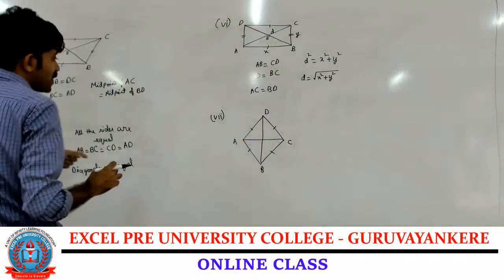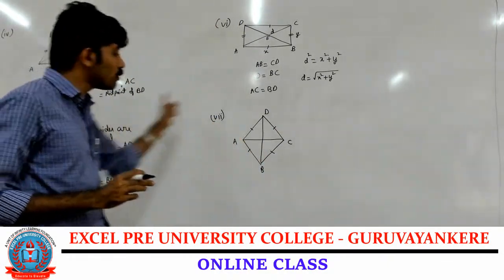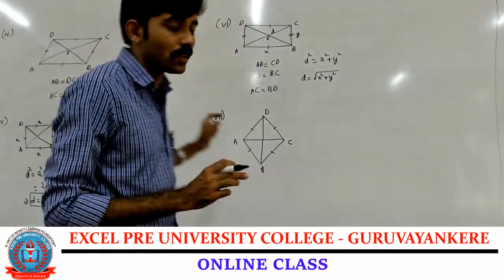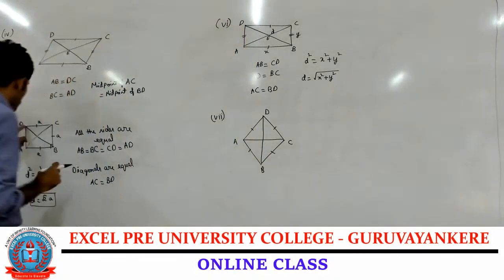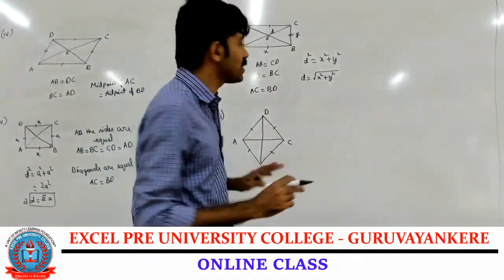What's the difference between the square and the rhombus? In a square, all the sides are equal. In a rhombus also, all the sides are equal. In a square, diagonals are equal. In a rhombus, diagonals are not equal.